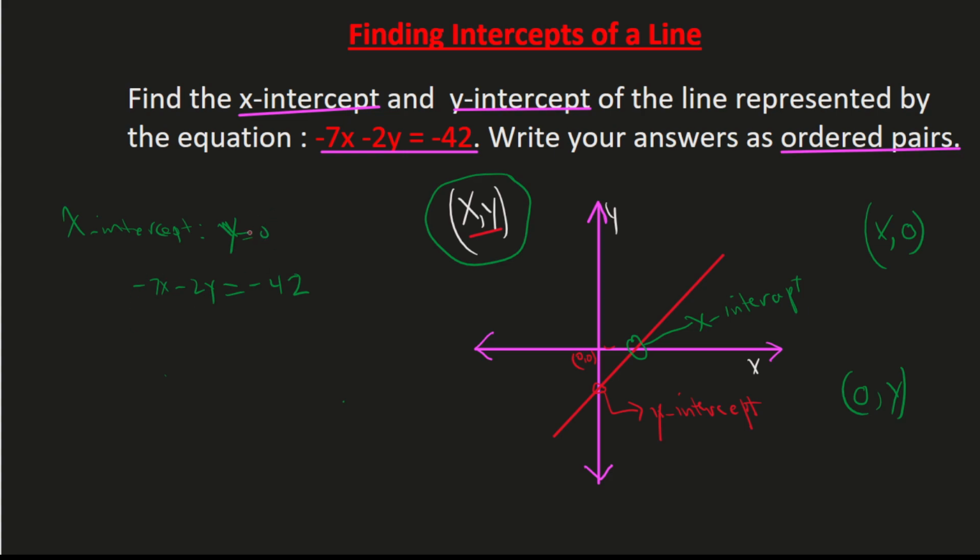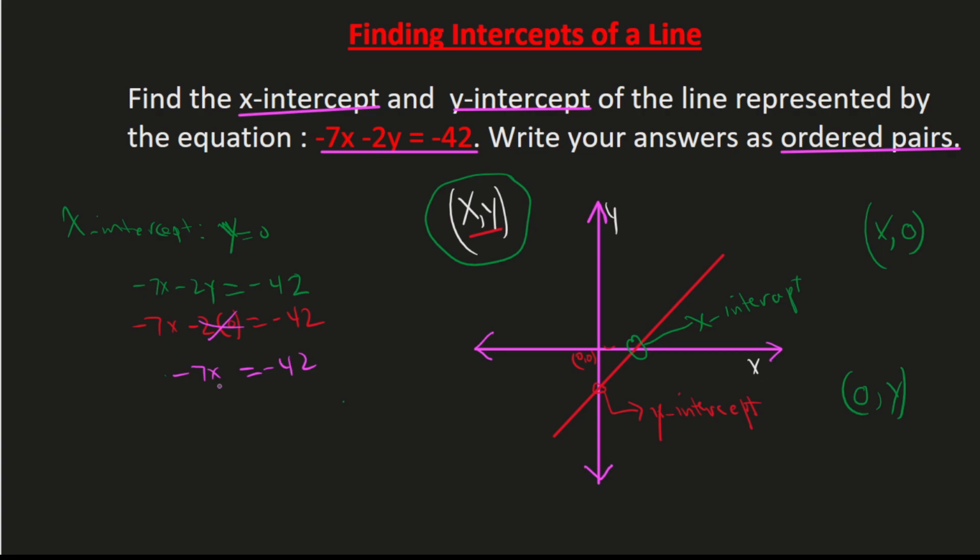Now y is equal to 0. If y is equal to 0, I'm going to plug 0 in for y. So I get minus 7x minus 2 times 0 is equal to minus 42. And as you can see, this is equal to 0, right? So we get minus 7x is equal to minus 42.